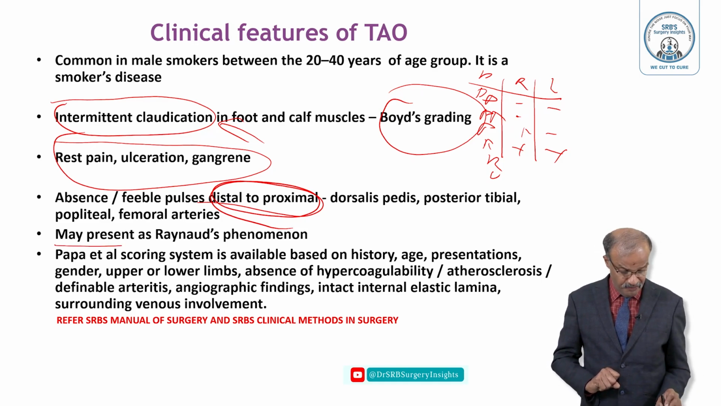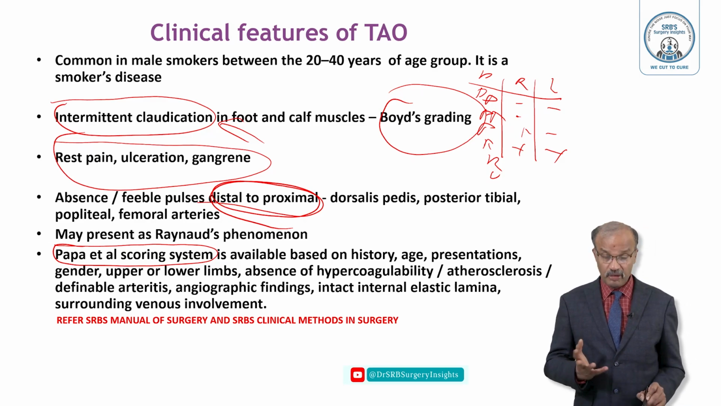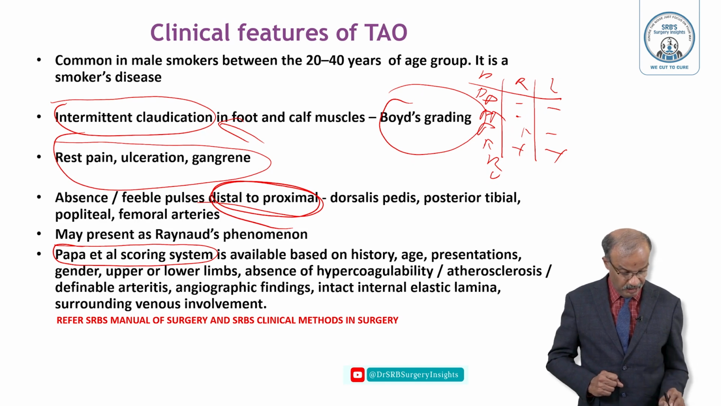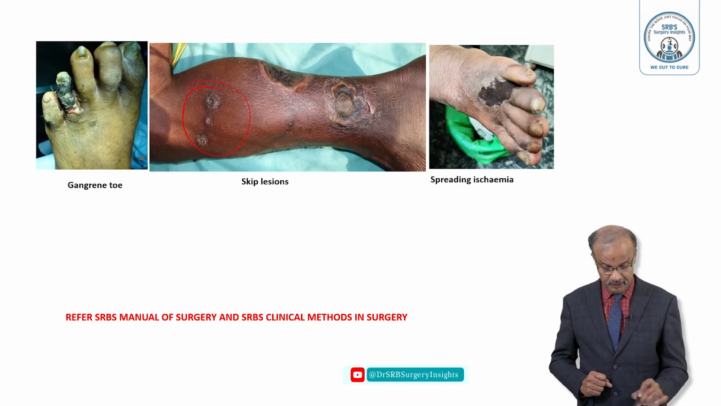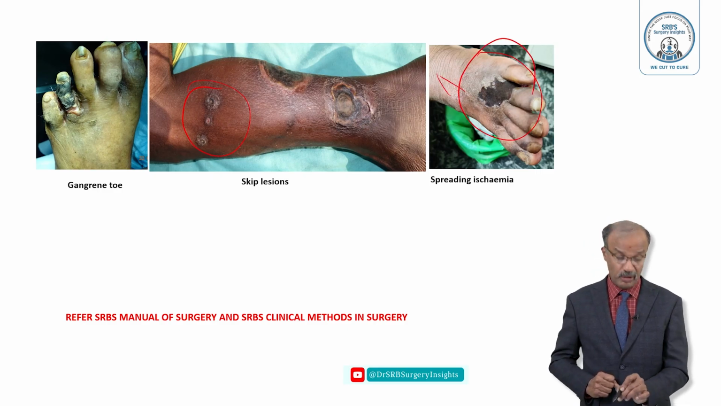This is the scoring system for TAO, remember. Not very popular, but somebody may ask in viva or in MCQs, so you can remember all these components are there. Papa et al. scoring system. This is the newer scoring system for TAO. So all these things are already told. Skip lesions. It's a progressive gangrene, spreading, probably wet gangrene. It's a dangerous thing. You may lose the limb.